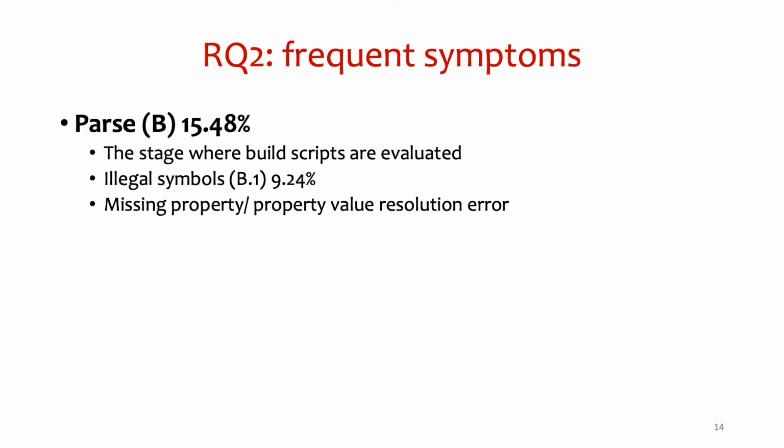For example, parsing is the stage where the build system validates the build script before executing build tasks, and 15% of the build issues occur in the parsing phase. Among them, 59% of parsing issues are illegal symbol errors, which are triggered when the build system fails to resolve characters in the build script. Besides such grammar checks, the build system also validates the presence of necessary artifacts such as embedded properties and project models. Parsing errors also happen when the properties and the models are not correctly initialized.